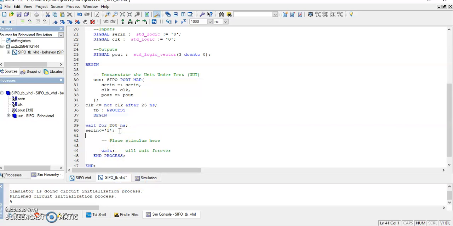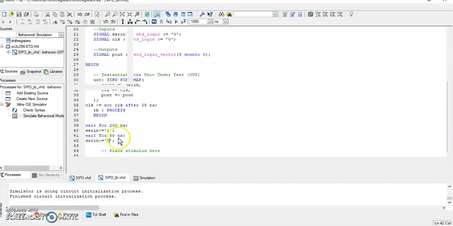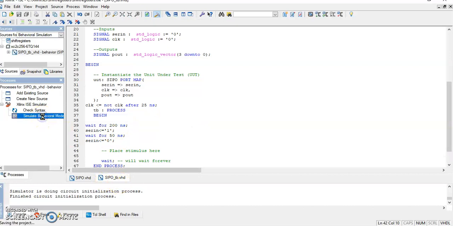What I'm going to do is copy, paste. After 50 nanoseconds, I'm going to give my serial data as 0. Save. Execute.